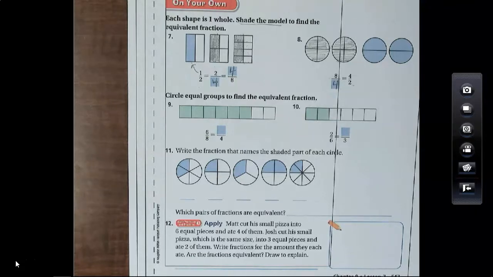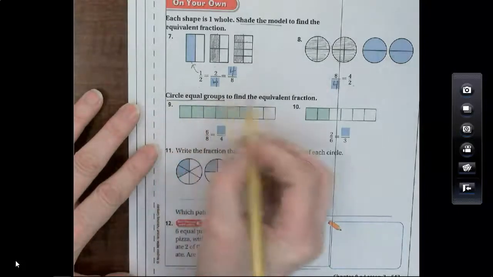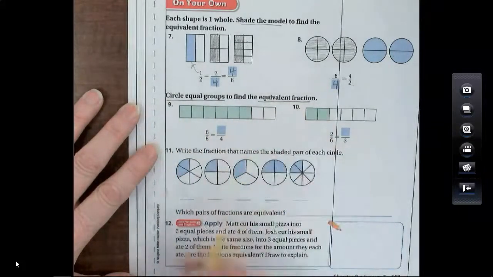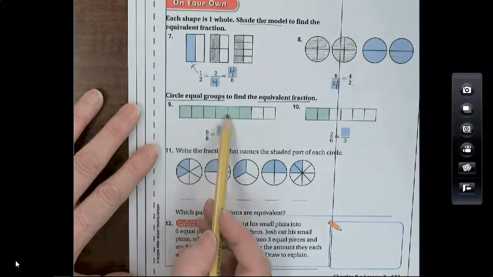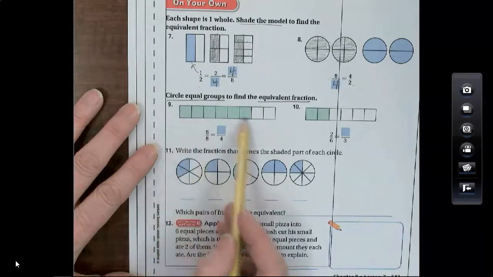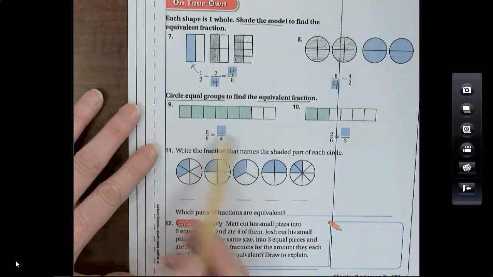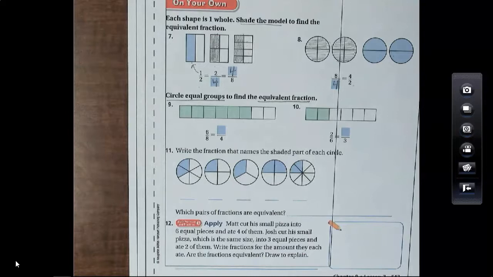Let's keep doing this same thing. It says we need to circle equal groups to find the equivalent fraction. Okay, there's 8 different equal parts. That's where we got our denominator. Out of that, 6 of them are colored in green. So that's where we get the fraction 6 over 8, or 6/8. It's going to equal some missing numerator over 4.